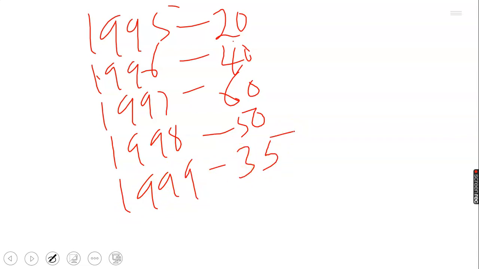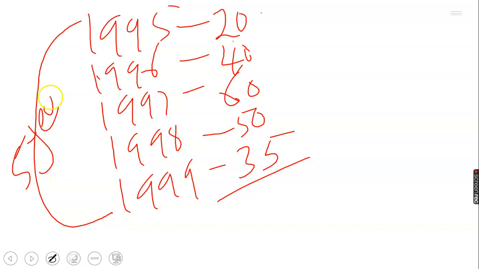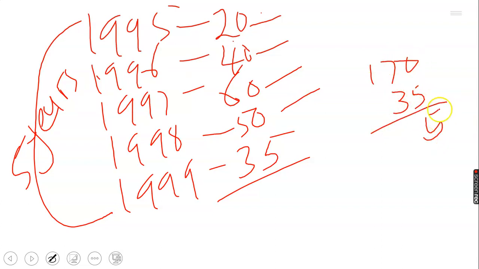From this information, we can deduce some conclusions. Now we can get a total of visitors that came to the park from 1995 to 1999, for those 5 years. We just add: 20 plus 40 gives us 60. 60 plus 60 gives us 120. 120 plus 50 gives us 170. 170 plus 35 gives us 205. So we have 205 visitors that visited the park in 5 years.